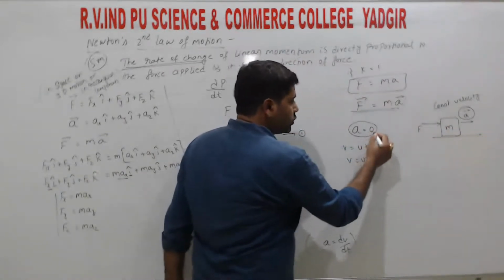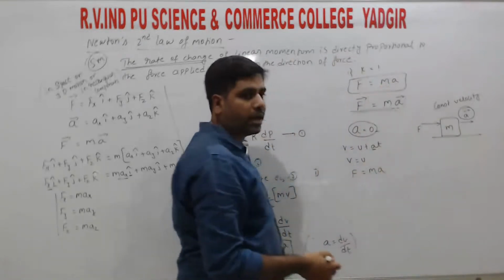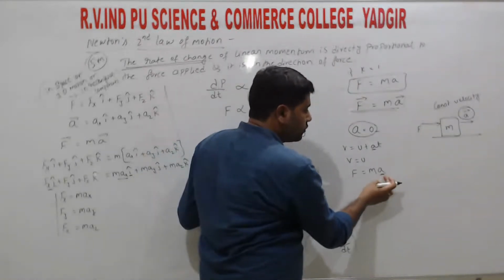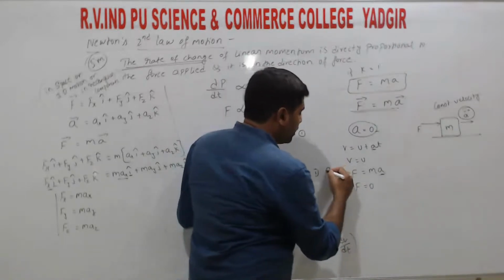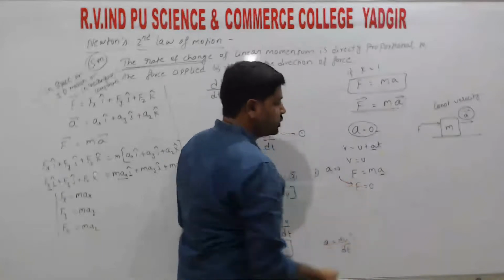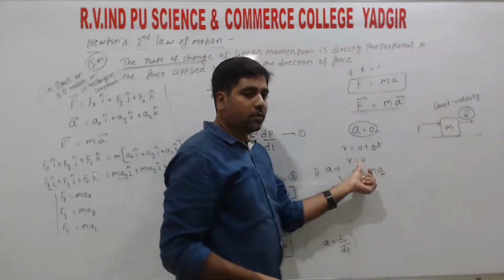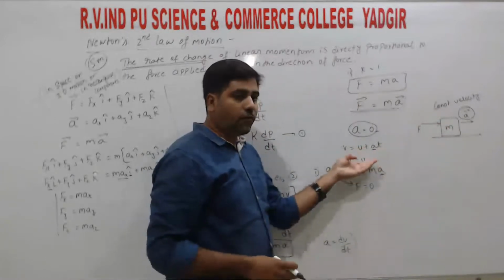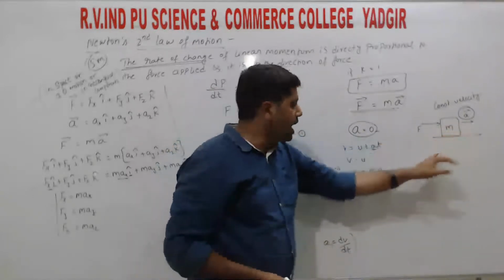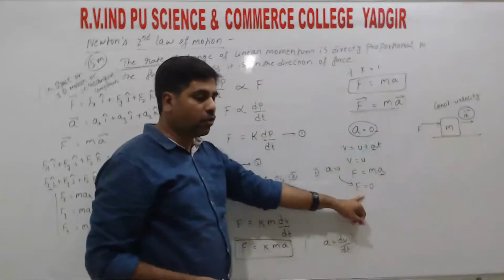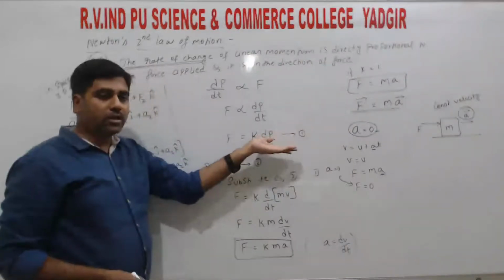Now substitute the same a = 0 in the relation F = ma. Then 0 into mass, we get force equal to 0. So when a = 0, we get F = 0. From the equations of motion, we get v = u, which means the object is moving with a constant velocity and the force applied on the object is 0. So from the second law we can define Newton's first law of motion.